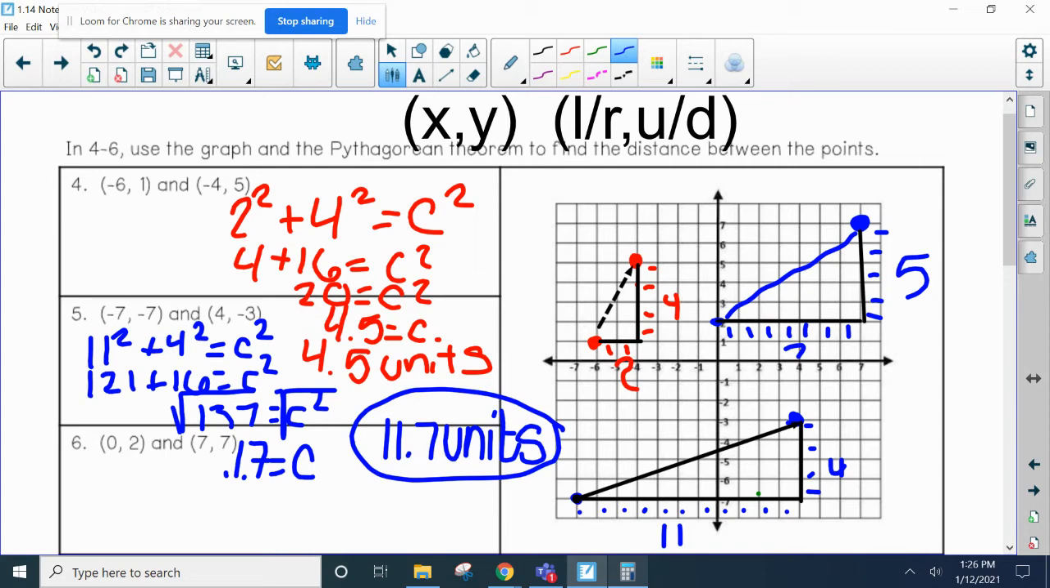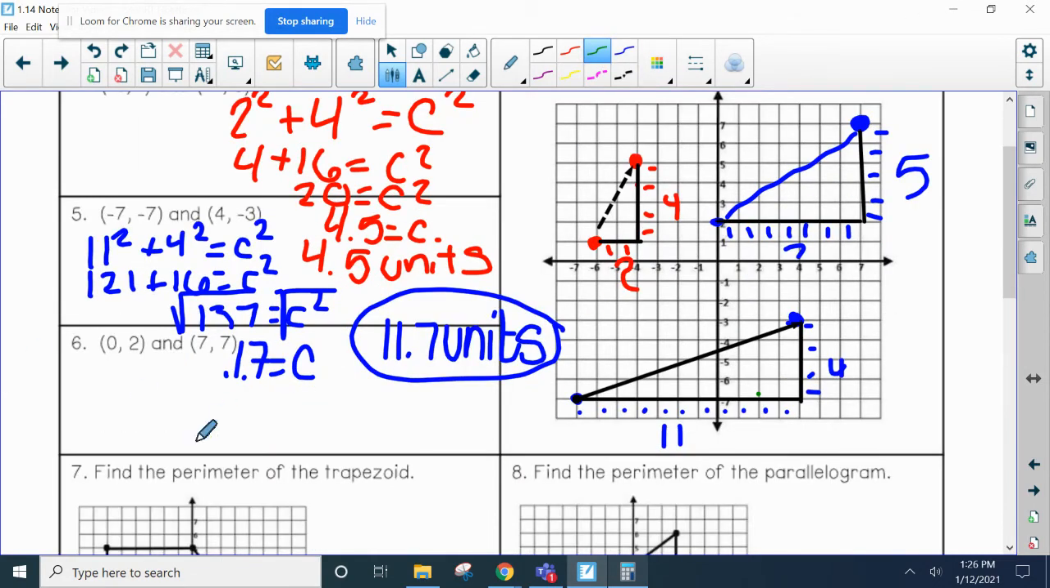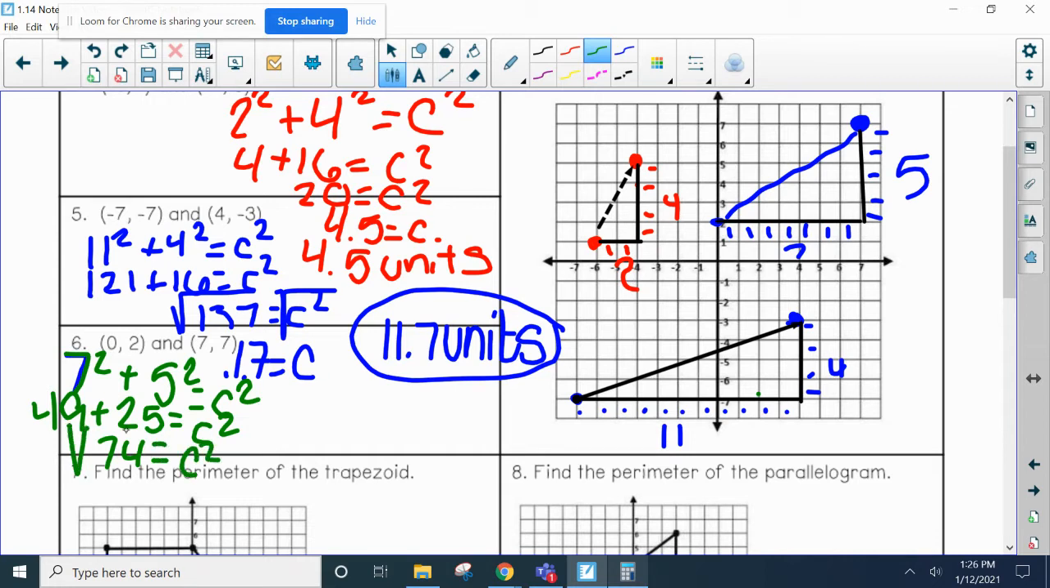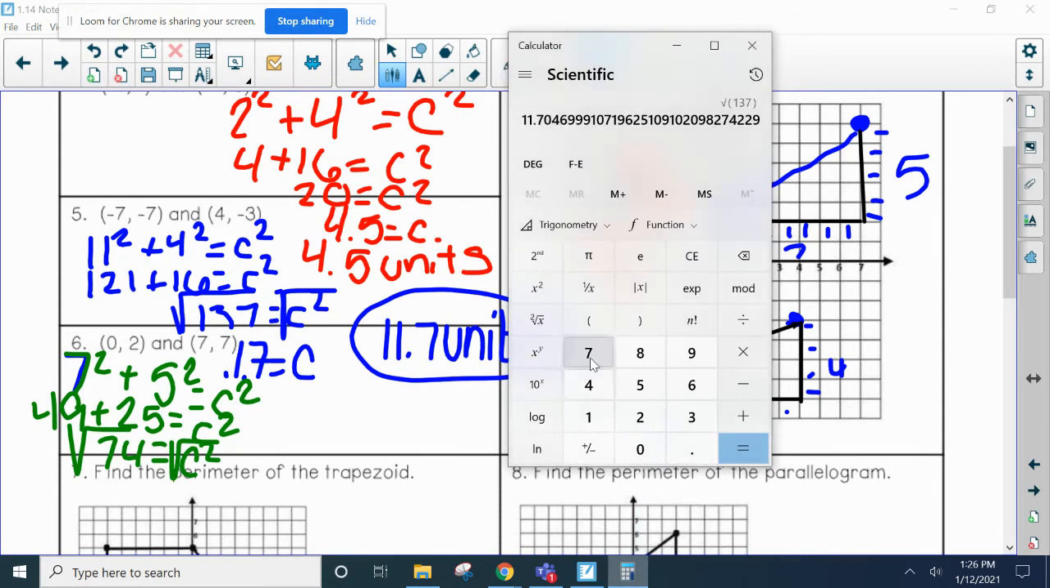So we have our A and our B. I'm going to switch colors just so that it doesn't blend in. We have 7 squared plus 5 squared equals our missing side squared. 7 squared is 49. 5 squared is 25 equals that distance squared. And then 49 and 25 give us 74. So the square root of 74 is equal to c. So take the square root to get the square root of 74 equaling our distance.